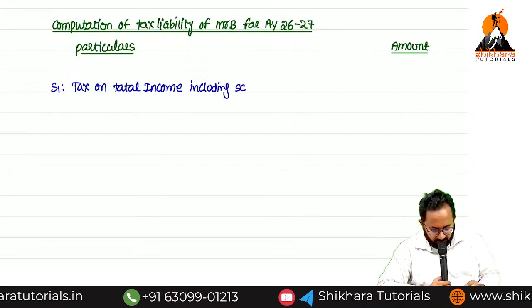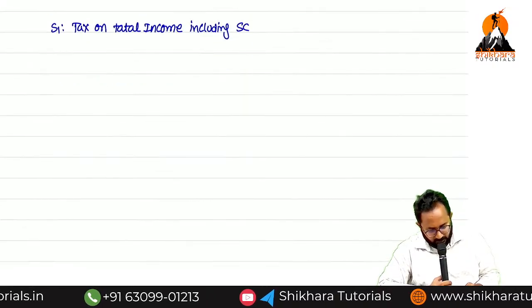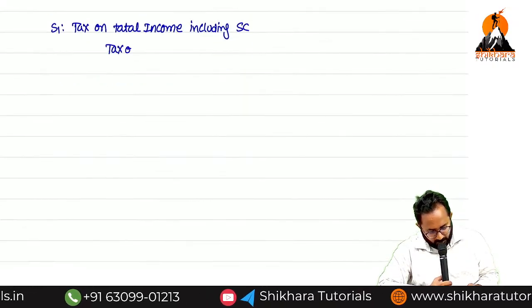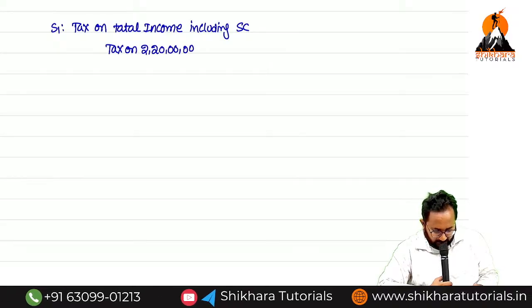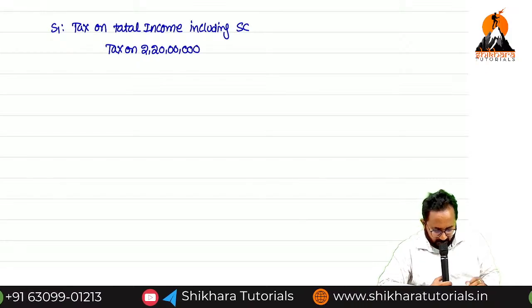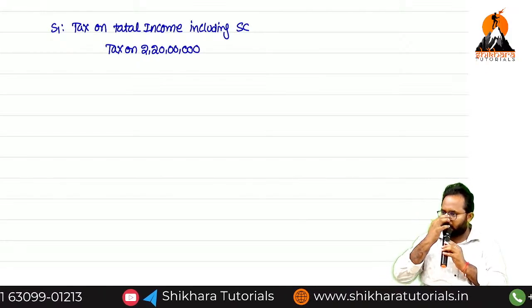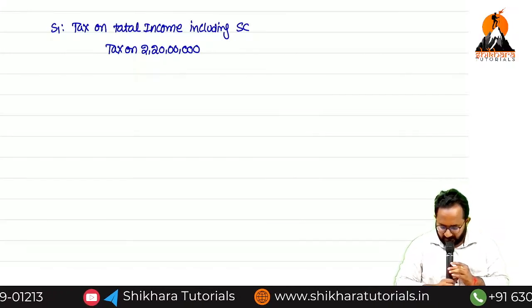Including SC. SC means what, here? Surcharge. Okay. So that means now we are required to calculate tax on 2 crores 20 lakhs. Right? Please calculate here. Because in the previous question we had previous workings, that's why we solved easily. But now you have to calculate here itself.